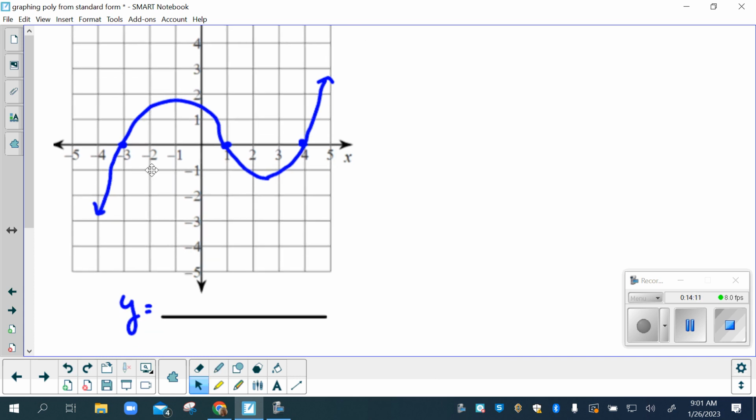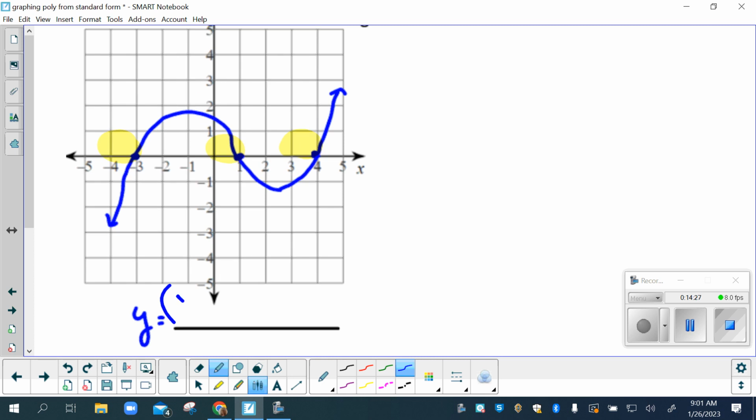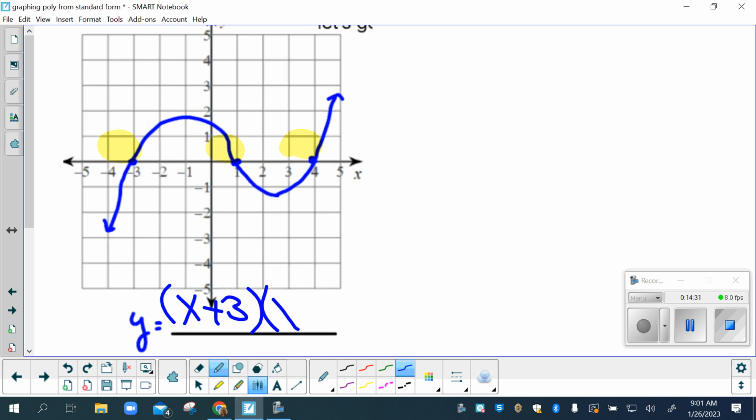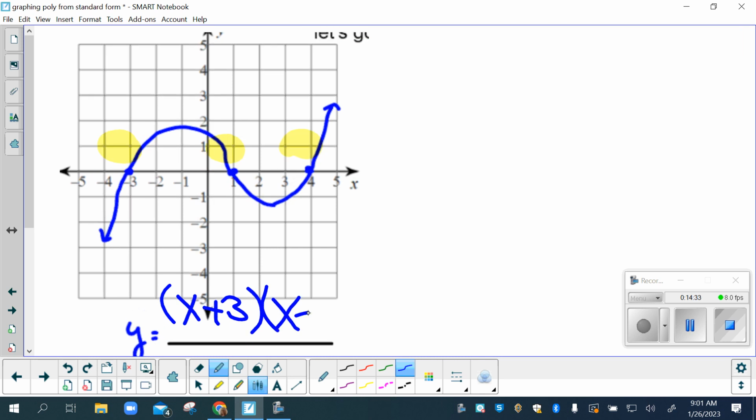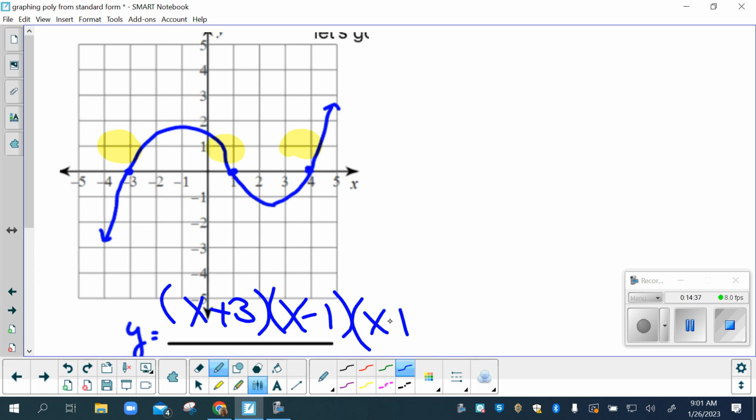Here's all we do: we go backwards. And we say, okay, I've got some answers. That's an answer. That's an answer. That's an answer. Right? So I'm just going to be really careful. Remember, our answers are going backwards: x plus 3, and x minus 1, and x plus 4. Is that easy? Is that super easy?